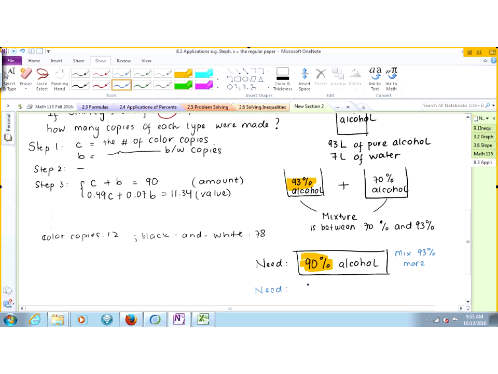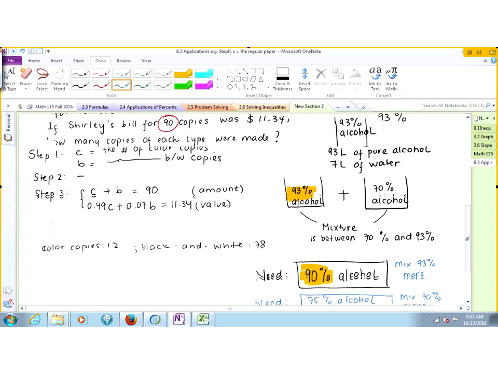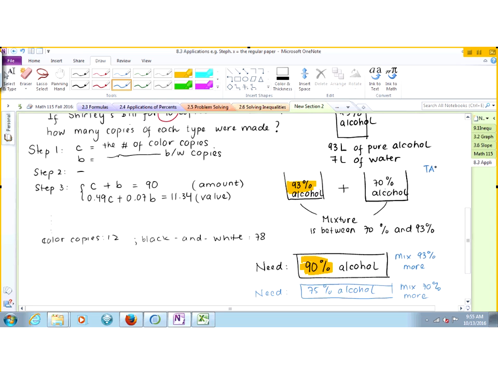But let's just say I only need probably 75% alcohol. Which one of these two did I mix more? 70%. Yes. Why? Yeah, it's closer to 70%, so it's going to contain mostly my 70% alcohol. Correct? Okay. So now, let's see. This problem always has a table.